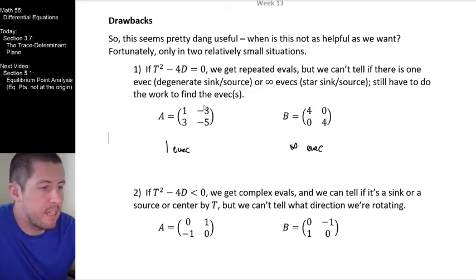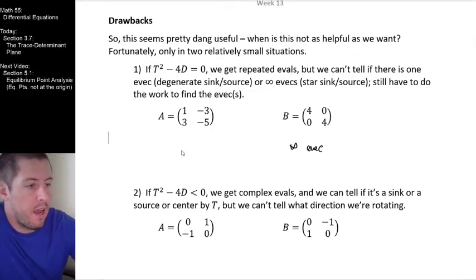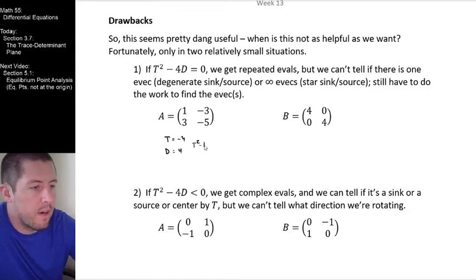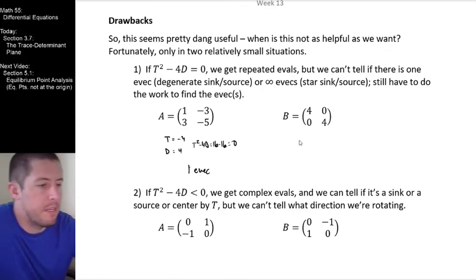And by the way, that's what I should do right here, is let's actually compute t squared minus 4d and see that my trace is negative 4. My determinant is negative 5 minus negative 9, which is 4. And so t squared minus 4d is 16 minus 16, which is equal to 0. But there's only one eigenvector that's going to be associated with this guy.